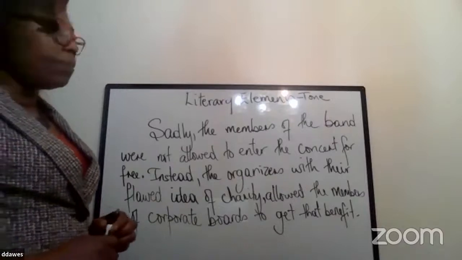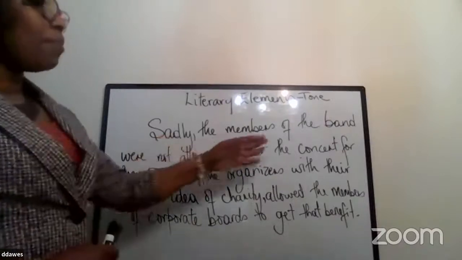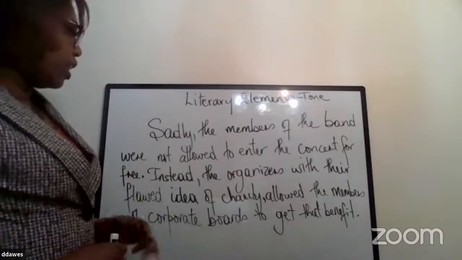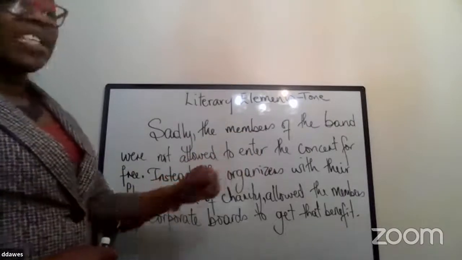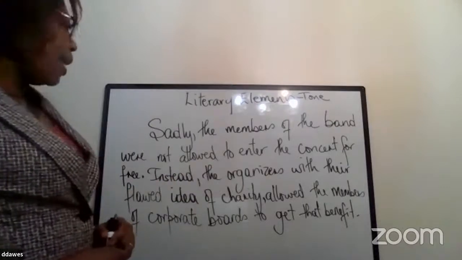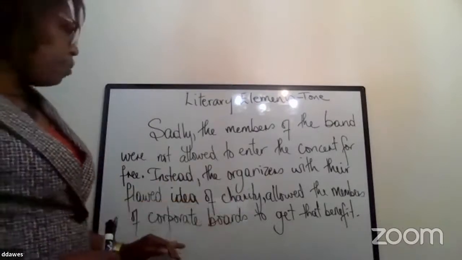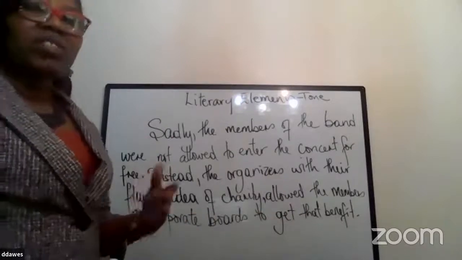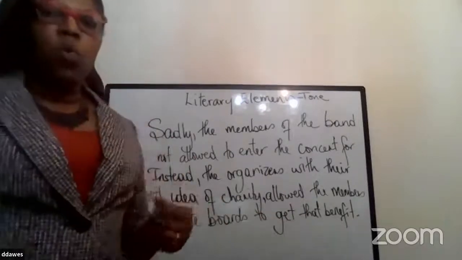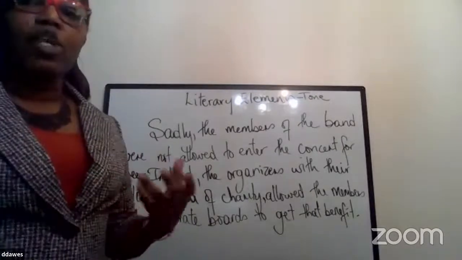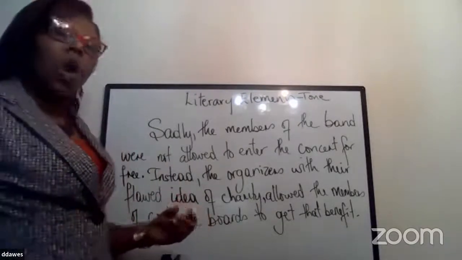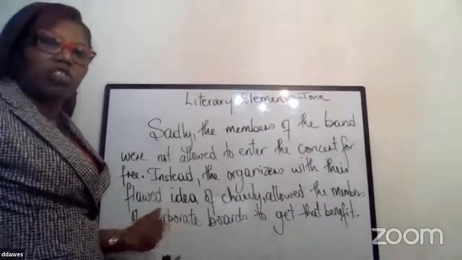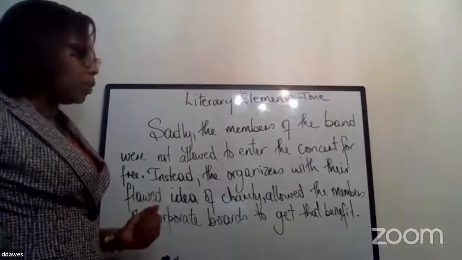Let me read it again. Sadly, the members of the band were not allowed to enter the concert for free. Instead, the organizers, with their flawed idea of charity, allowed the members of corporate boards to get that benefit. So, what is the writer's attitude here? What tone is the writer adopting? How does the writer feel about the subject that he or she is writing on? Think about it.